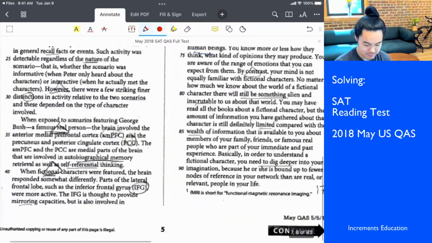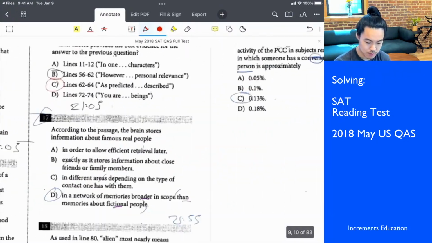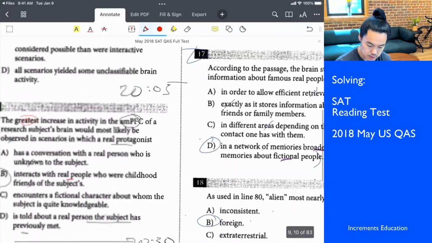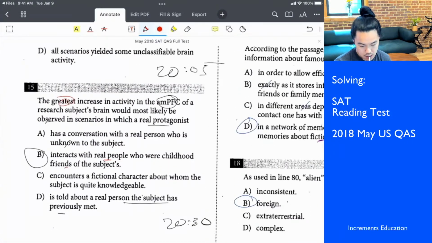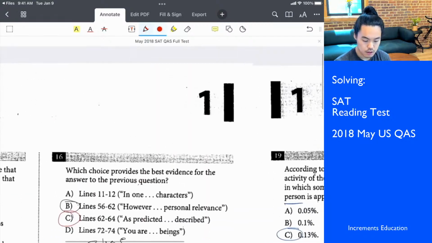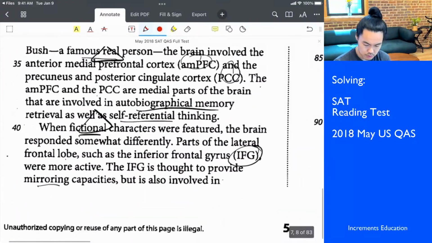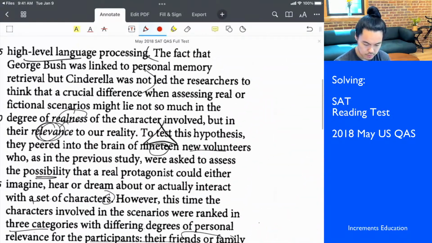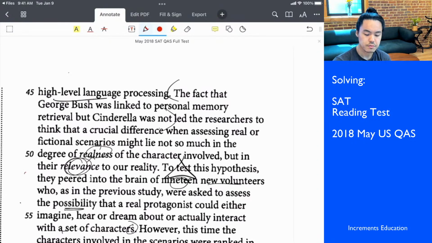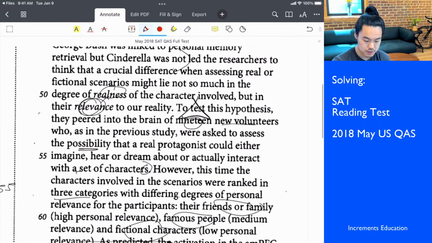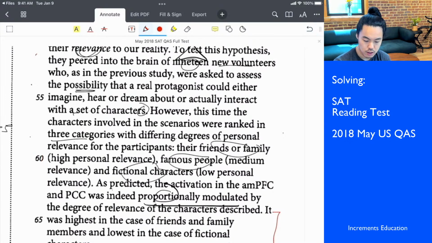Yeah, that one was an error. That one I genuinely made a mistake. Why did I make that mistake? Because I was looking at what was my prediction. My prediction was interacts with real people who are childhood friends of the subjects. And then I said, oh yeah, I need to look for the evidence that talks about closeness. So first I went to relevance, and I was like, that's the right answer. But if it's not that, then it's here. And then I just moved on.